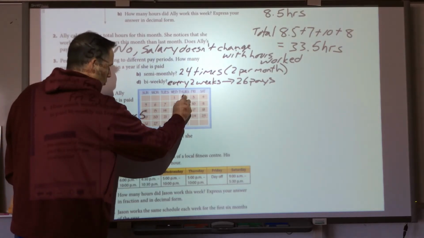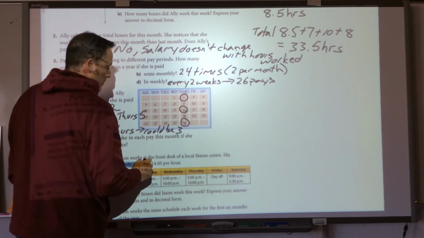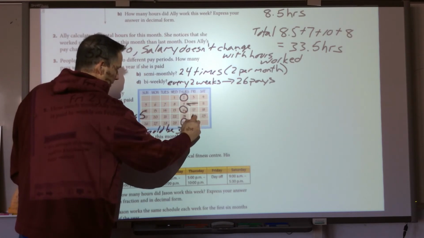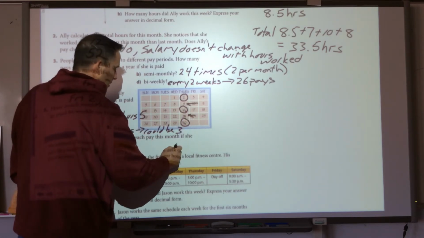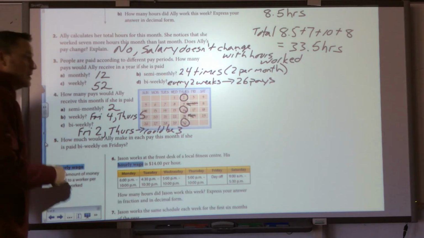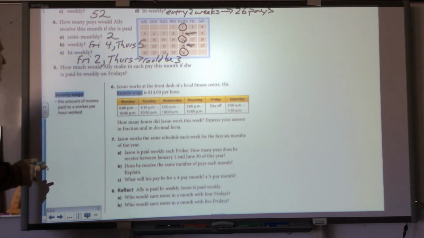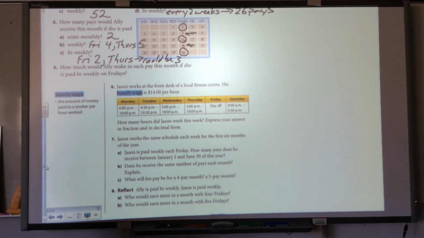Because I could get paid there, there, and there. But I could also be paid there and there. Could be 3, could be 2, depending on how the pay flows through. Now, how much would Allie make in each pay this month if she is paid bi-weekly on Fridays?